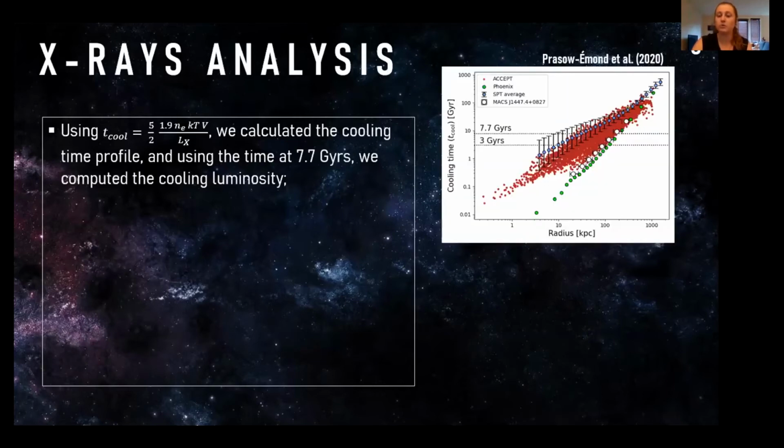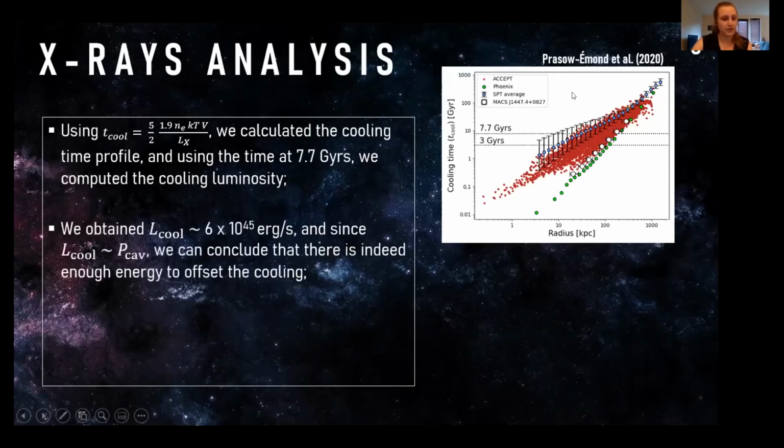So here we have the cooling time profile for MACS J1447, but we also have the cooling time profile for Phoenix. As I said, Phoenix is the most massive cool-core cluster known to this day. We also have the South Pole Telescope average, and in the background we have the ACCEPT survey. As you can see, MACS J1447 has a profile really close to Phoenix, which again makes the object really interesting.